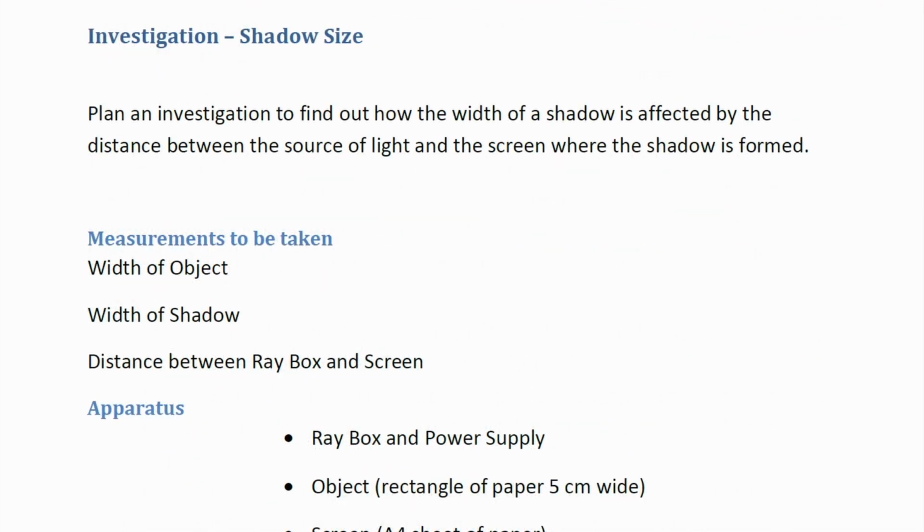What I'd like you to do for homework is this shadow size investigation. What equipment will you need? You'll need some sort of light source. It could be a lamp, it could be a torch, any sort of light source that you have. You'll need a ruler or a tape measure, and you'll need a page to act as a screen, and you'll need another bit of paper that you can cut up, just a bit of scrap paper. And I want you to cut that into a little square of length 5 centimeters.